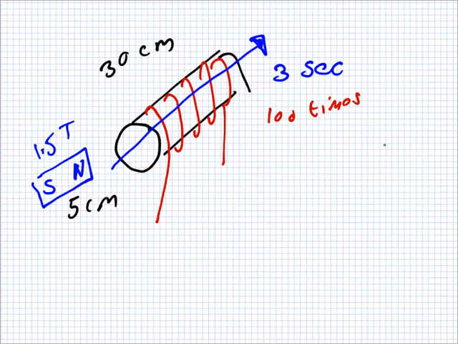So what will happen as you're moving the magnet? You get a voltage, won't you? You get a voltage here. How much voltage? Let's calculate.